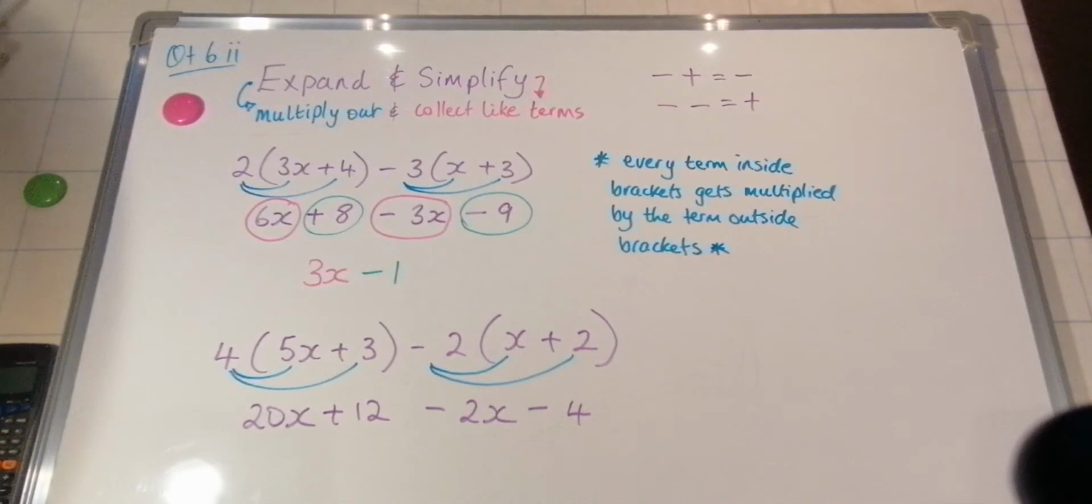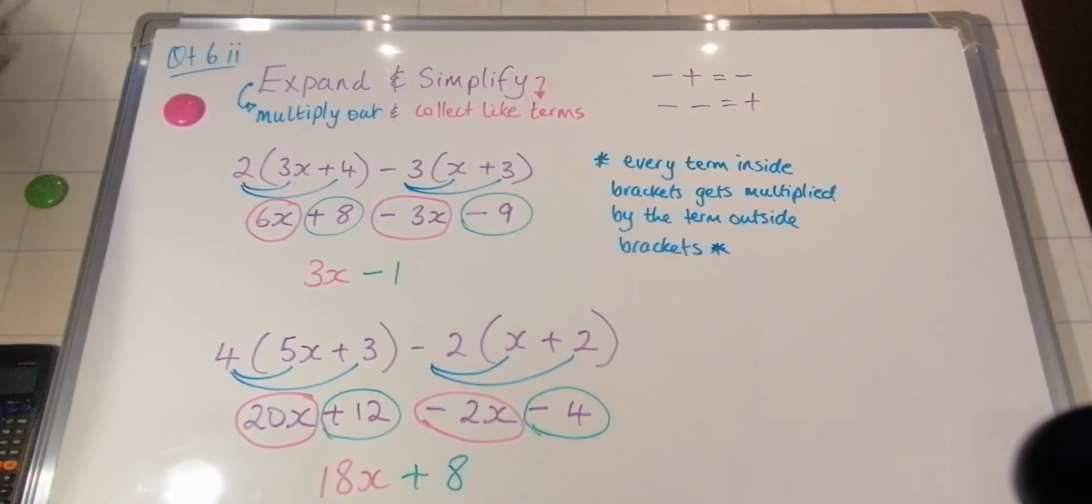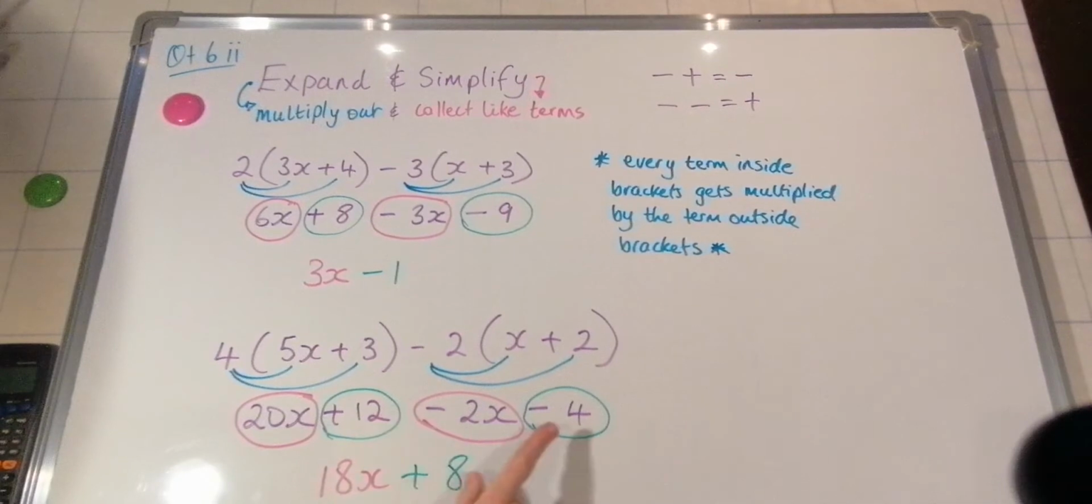Now all I want to do is simplify. So that means I have to collect my like terms. I'm going to circle up my x terms. They're in pink. And then I'm going to circle the numbers. That's the ones in green. And I'll collect them to get my final answer. So there we have it. 20x take away 2x leaves you with 18x, and 12 take away 4 leaves you with 8. That's that one finished.